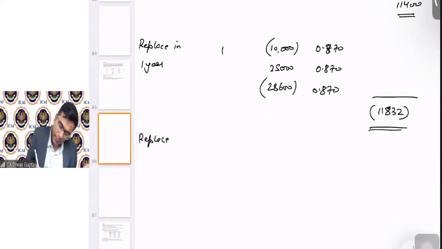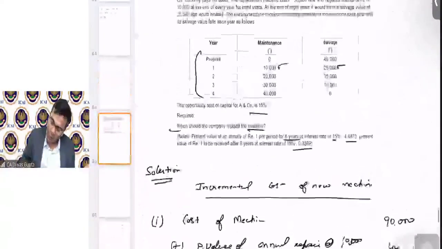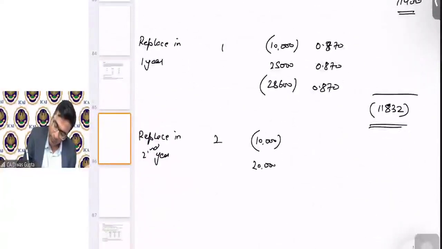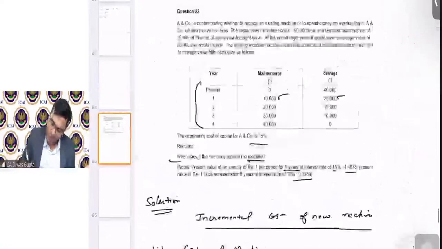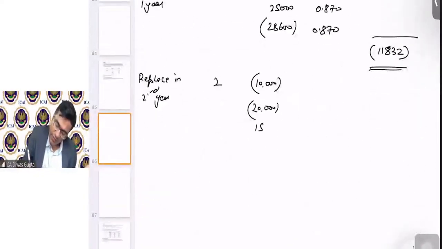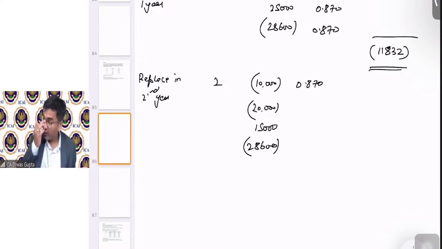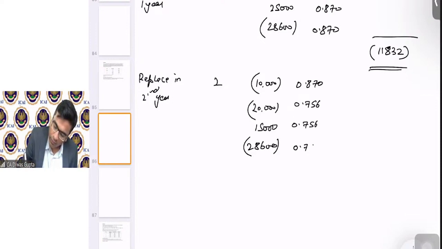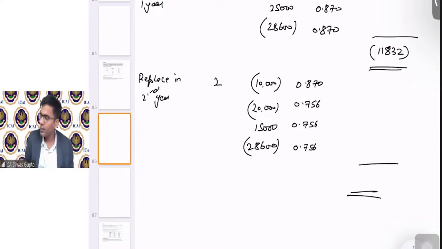Similarly, replace in second year. Okay, so you are replacing in the second year. You will still incur 10,000 on maintenance in the first year. You will also incur 20,000 on maintenance in the second year. And you will get a salvage value after the end of second year, which is 15,000 only. So plus 15,000. Plus you will also incur the equivalent annualized cost of 28,600. The first year will be multiplied by the year one present value factor, and the rest all will be the year two present value factor. So this will be 34,102. I hope everyone is with me till now.